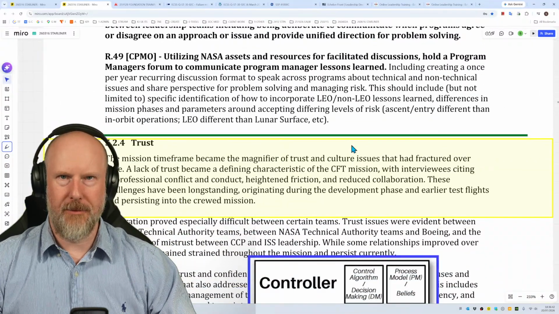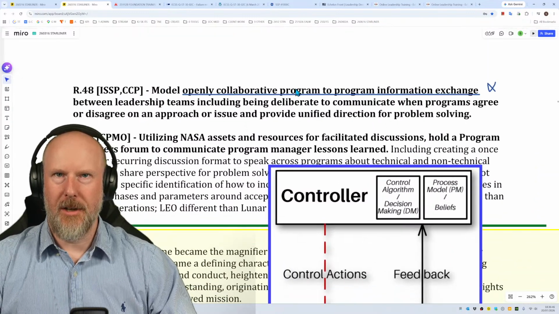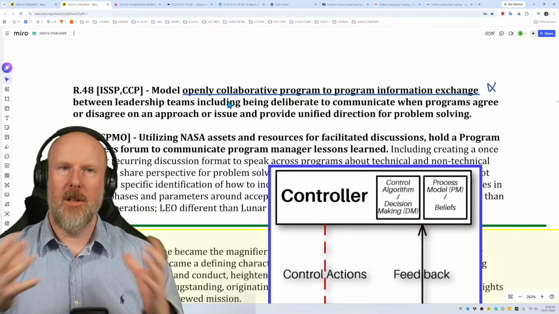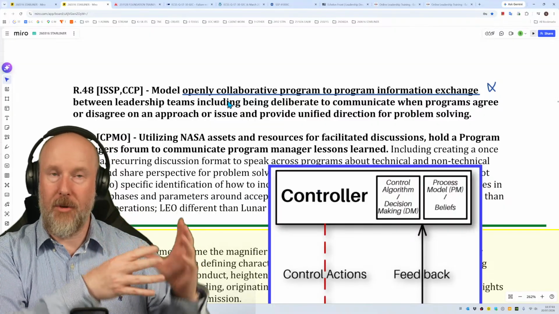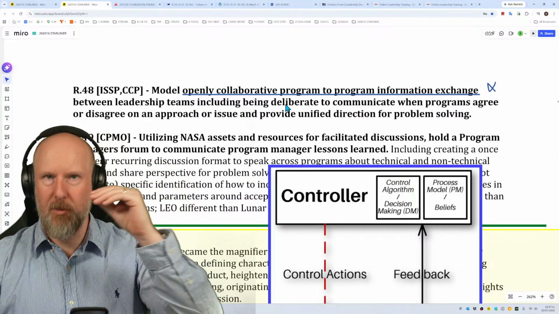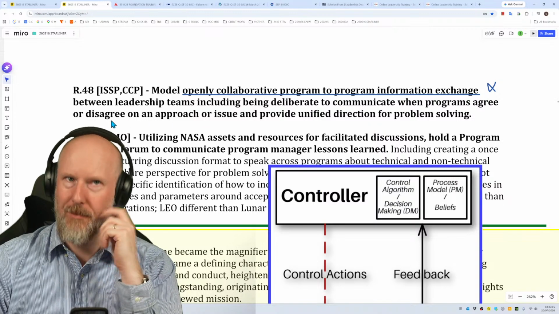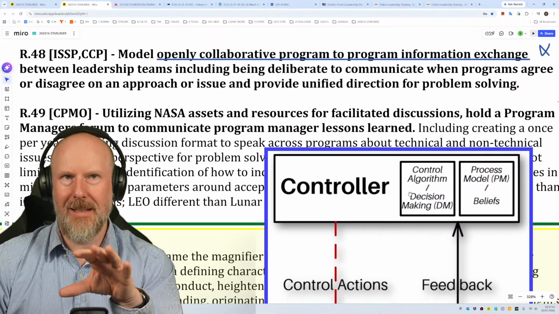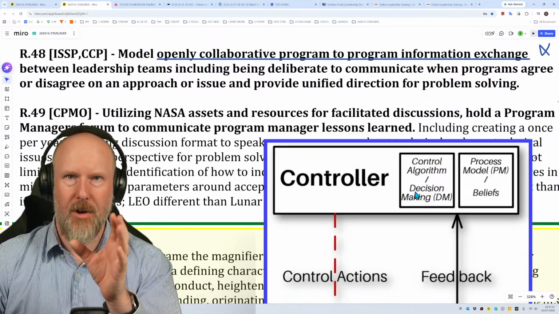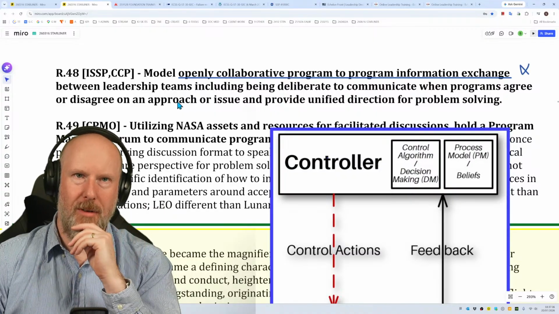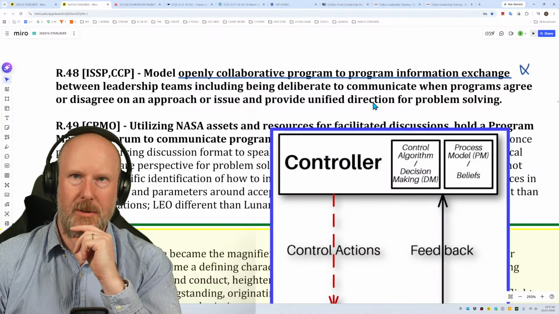It touches on a number of themes if we look at things through the lens of a control loop. So we want to model or create an openly collaborative program-to-program information exchange. This is a type of information sharing, learning sharing that exists between the control structure for one program and the control structure for the other programs. That covers leadership teams themselves, and specifically being deliberate to communicate when programs agree or disagree on an approach or an issue. So this is about changing the control algorithm, the decision making of the leadership teams across those different programs, and helping them to be deliberate in their communications about when there are issues with the programs, either the approach or issues themselves, and then provide a unified direction for problem solving.